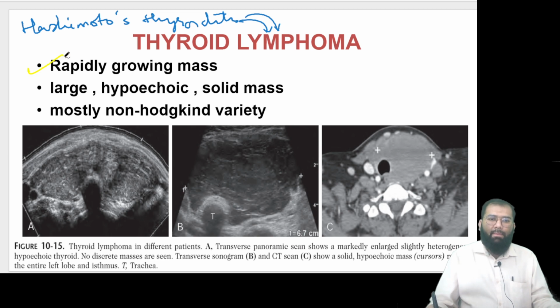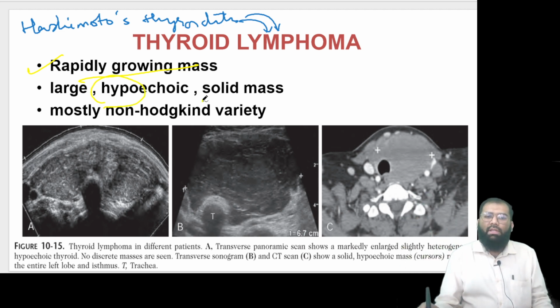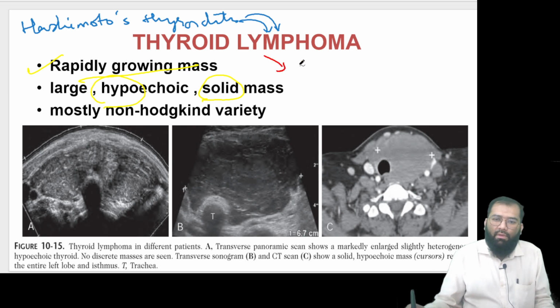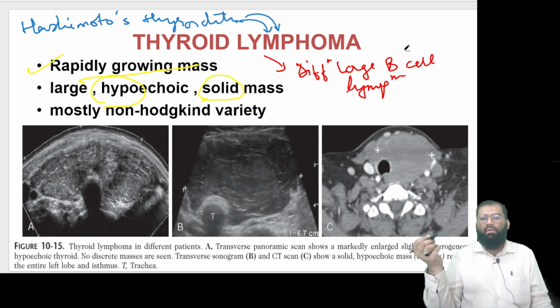You see that there is a rapidly growing thyroid mass, and this is large, hypoechoic, with diffuse enlargement of the gland. Okay, and you will see that it's a solid mass. Mostly it's of non-Hodgkin's type. So what is the most common lymphoma which is seen in thyroid gland? Diffuse large B cell lymphoma is the most common lymphoma which is seen with thyroid gland.